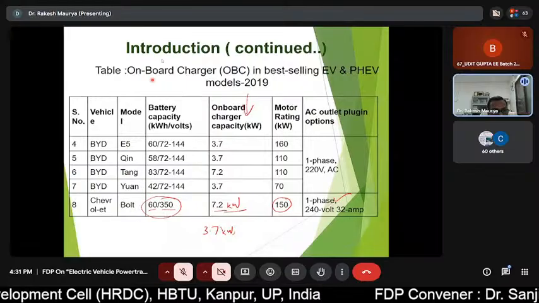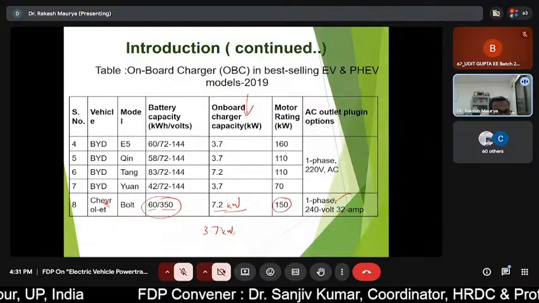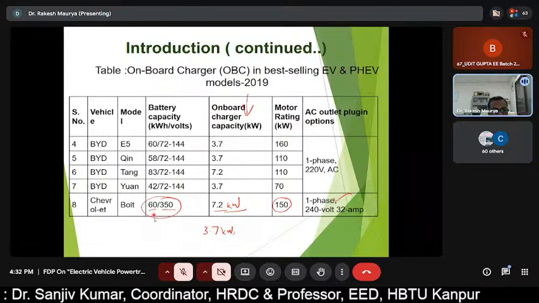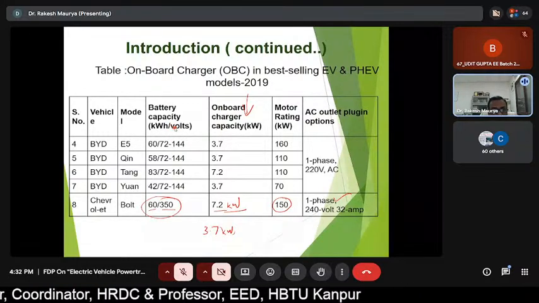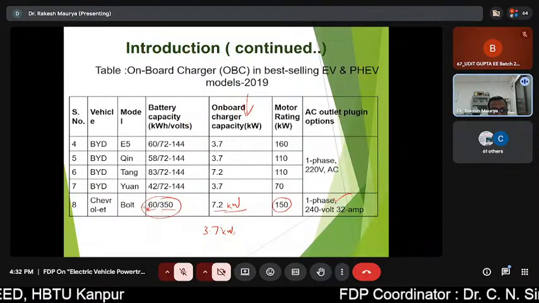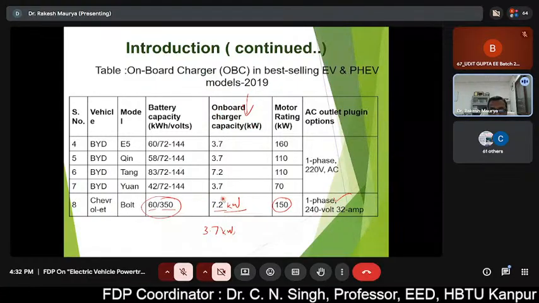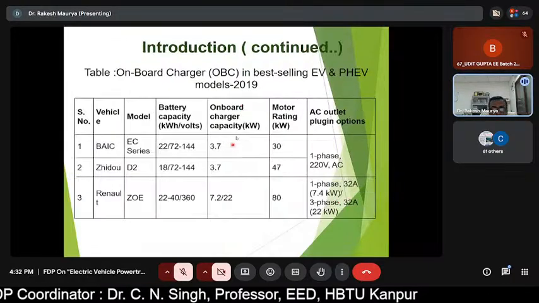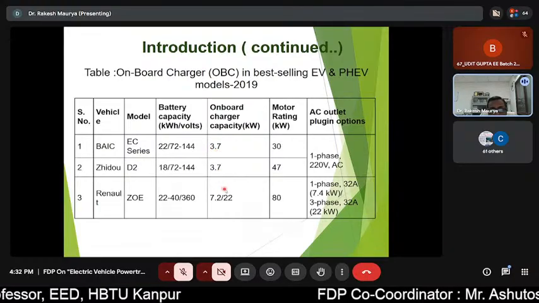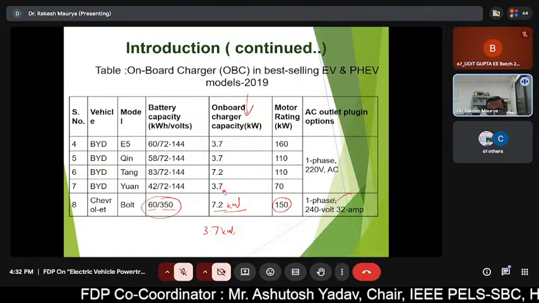Likewise, if you go for a few more vehicles, let's say I'm talking about the eighth one, that is the Chevrolet Bolt model. It has a battery capacity of 60 kilowatt with a voltage of 350 volt, and its charger capacity is 7.2 kilowatt. But if you see most of our onboard charger ratings, the most common is 3.7 kilowatt. Most of the models have a charger capacity of 3.7 kilowatt.